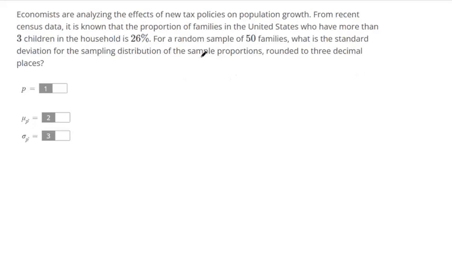Economists are analyzing the effects of a new tax policy on population growth. It seems insane to me. Higher taxes means less people or something.